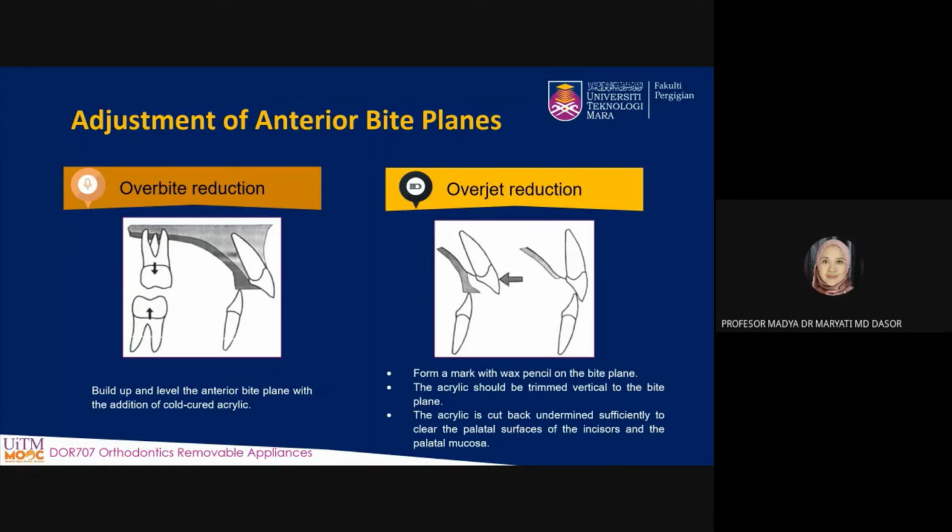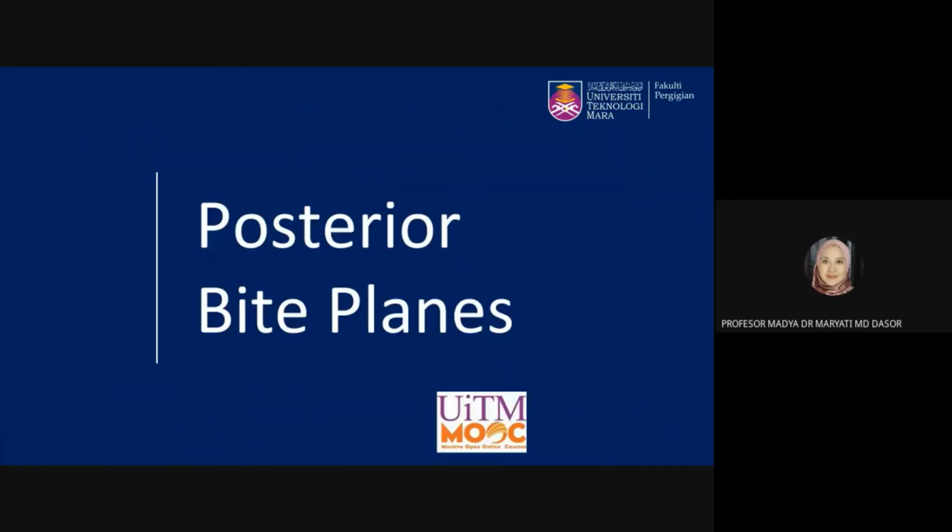For the correction of overjet, you are required to form a mark with a wax pencil on the biplane. The acrylic will be trimmed vertical to the biplane. The acrylic is cut back, undermined sufficiently to clear the palatal surfaces of the incisors and the palatal mucosa. Therefore, this space will be created and it will allow retroclination of the upper incisors, therefore facilitating reduction of overjet.